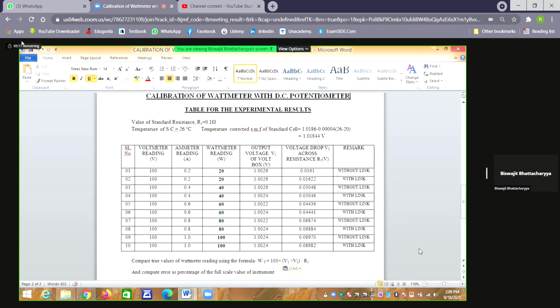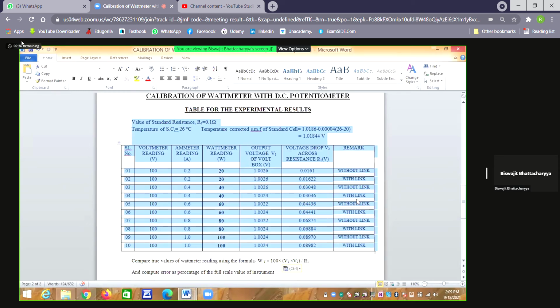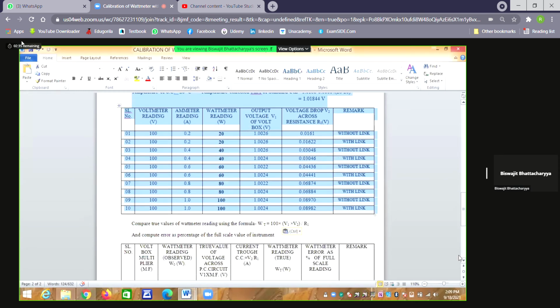Everything should be handwritten. You can draw the table with scale, pen and paper, all such things, but clearly you have to draw, neatly you have to draw, with enough care, obviously. Untidy work is very much discouraged. So now you can just write this. This is the table for the experimental result. You have to write the entire thing in the experimental result. Up to this is your experimental result. Clear? So you have done it.